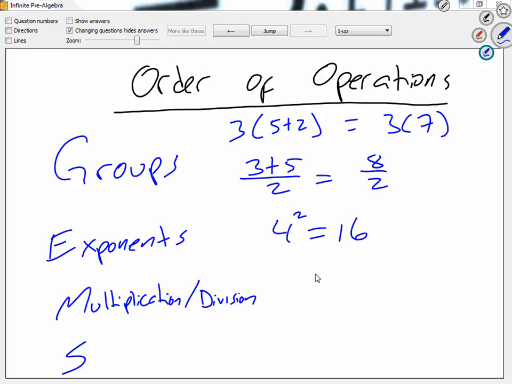Let me wait for this thing to wake up a little. Alright, 2 times 4 divided by 2.